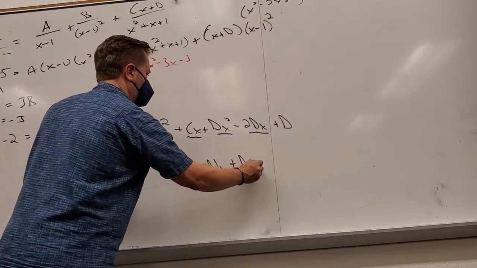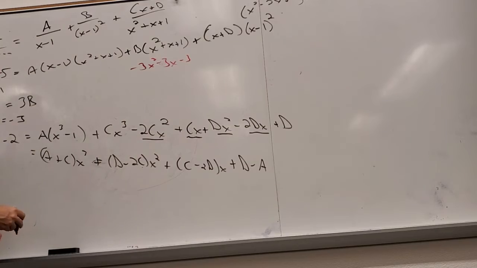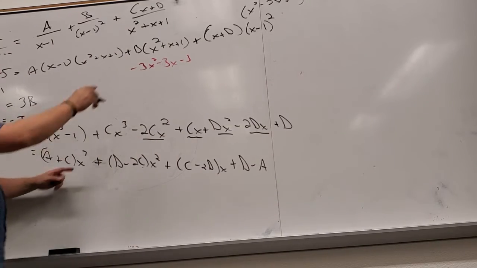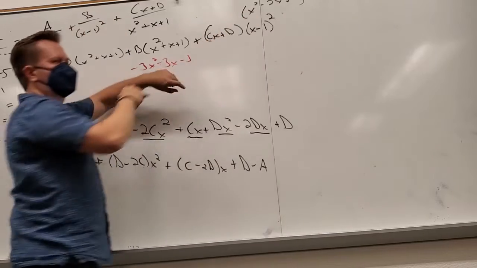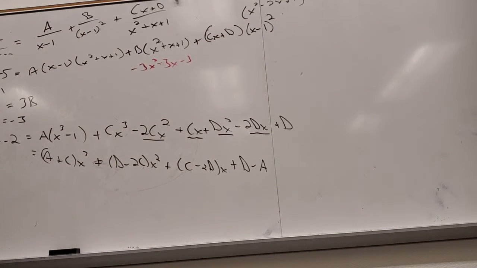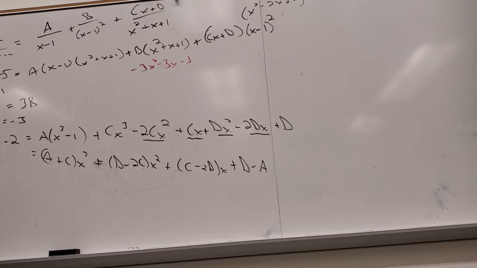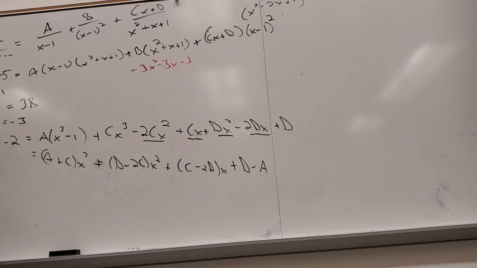How did you get cx cubed? Where's that? Cx times x squared. This c kind of went into cx, and the c sort of became the parenthesis. And of course, this is where you just start doing your systems of equations, right?